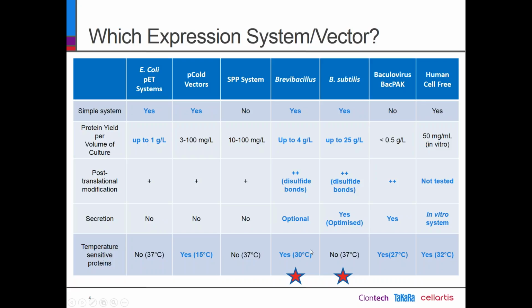Bacillus is also a bit lower than E. coli, so at 30 degrees can be an advantage. Baculovirus is usually at 27 degrees, so again it's slightly lower temperature, which can help in some cases, and the in vitro system is at 32 degrees. So just also take this into account when you choose a system.